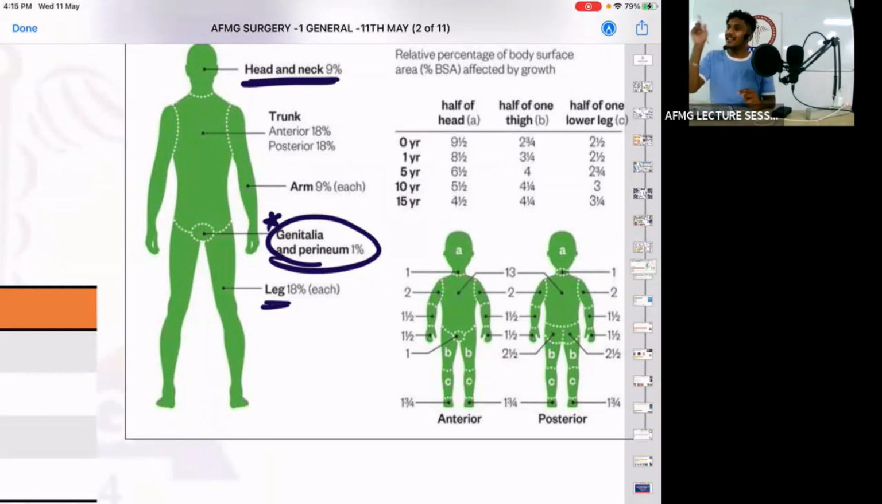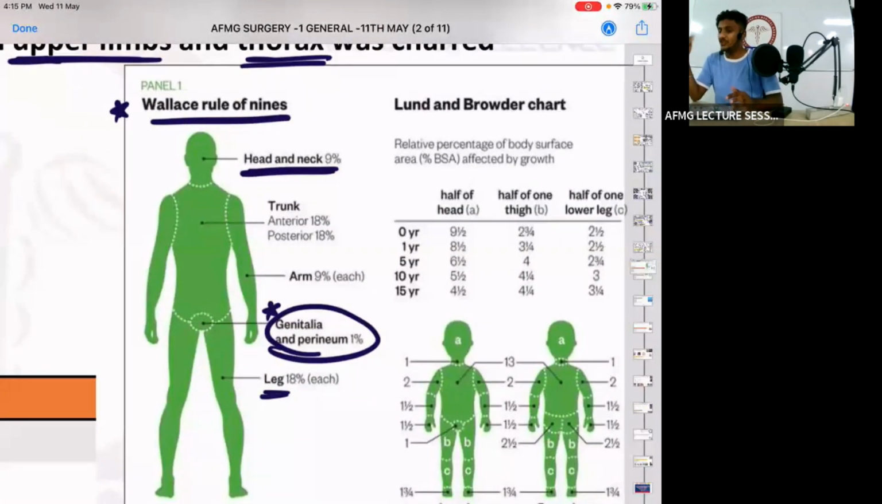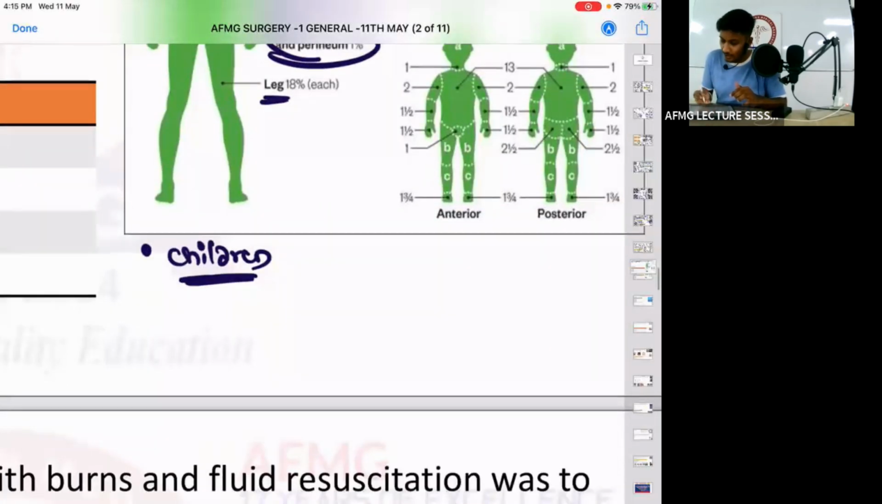Each leg anteriorly 9, posteriorly 9. So each leg would be 18. Remember, then we also have Wallace's rule of 9 in children. If it is used in children, so if a child is at 1 year of age, then the head and neck will constitute 18%.